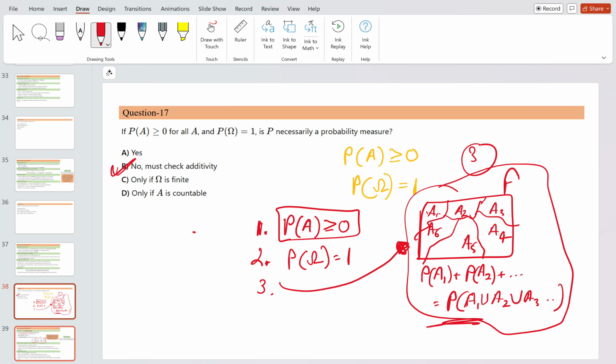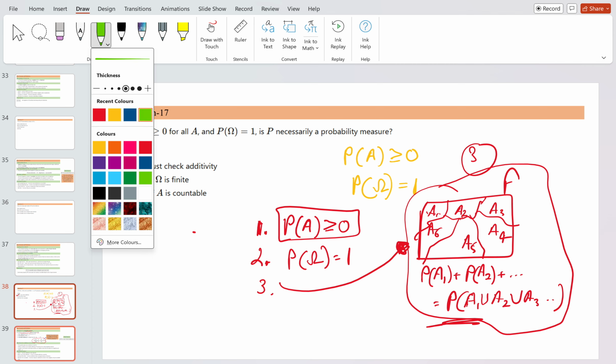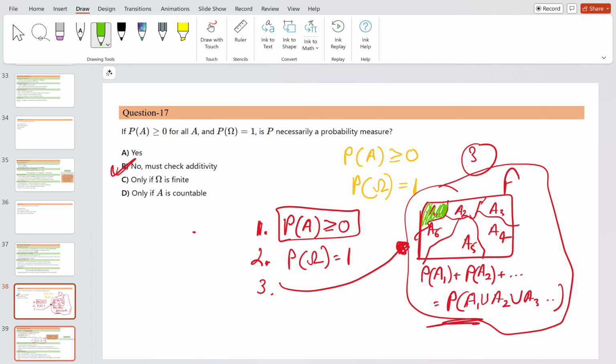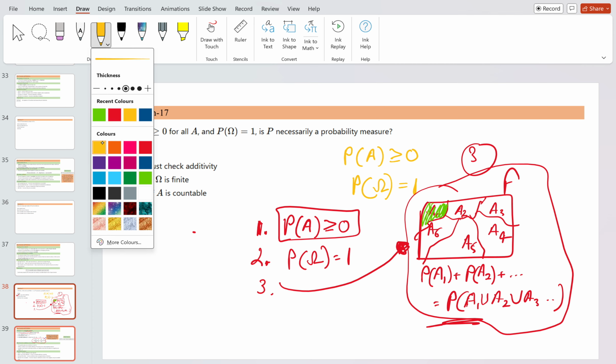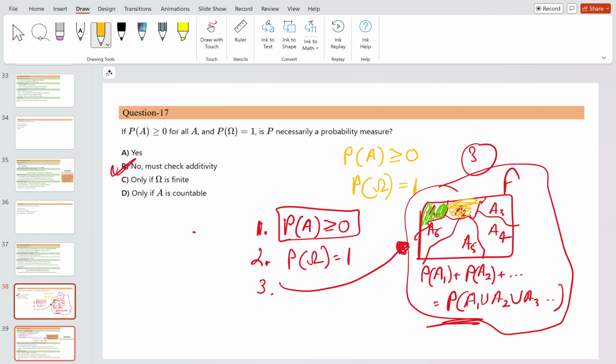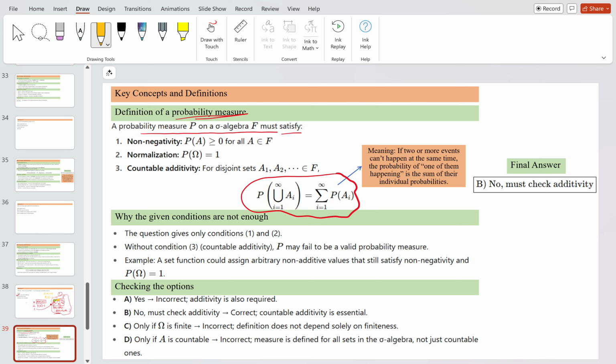Okay, the occurrence of A1 is actually not related to the occurrence of A2. That's why, when the two events are not happening at the same time, the probability of one of them happening is the sum of their individual probabilities.